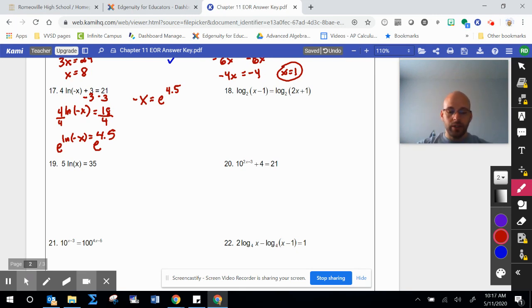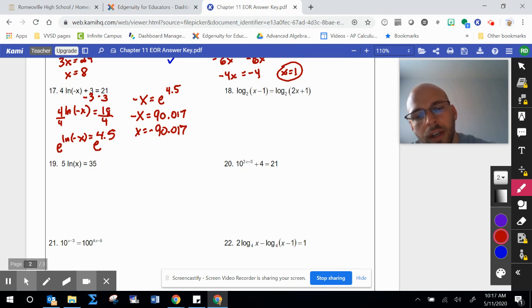Okay, now if I do e to the 4.5 power in my calculator, I got something like negative x equals 90.017. And then if I divide by the negative, I'll get negative 90.017. And that would be my final answer. Okay. Now, if you check this, when I plug it back in, it will work. I ran out of a little room on my sheet here. It will work. However, you might be slightly off because we did round our answer. So you might get a decimal very close to 21, but that's only because of rounding error.